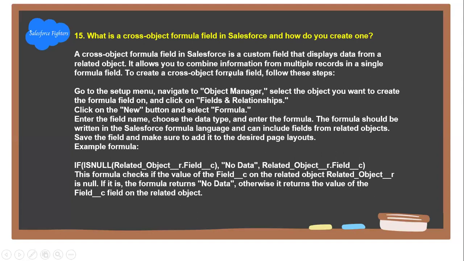It allows you to combine information from multiple records in a single formula field. To create a cross object formula field, follow these steps. Go to the Setup menu and navigate to the Object Manager. Select the object you want to create the formula field on, click Fields and Relationships, click on the New button and select Formula.